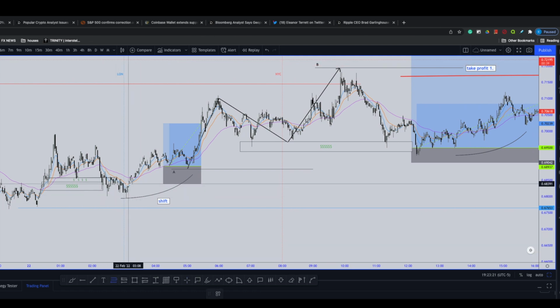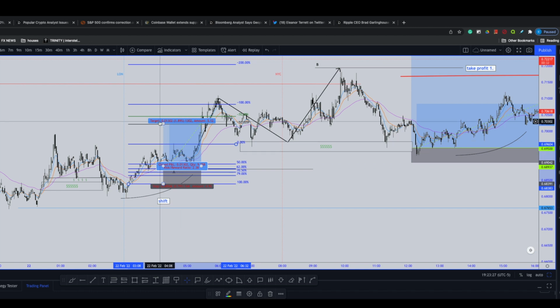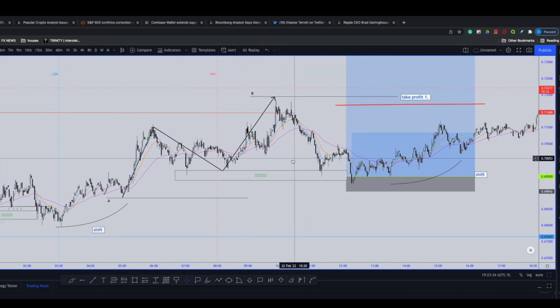We could have taken our fib from the low to the high, and you see here the entry would have been at 62% discount. Beautiful risk to reward on London session scalps. Same methodologies for this New York session. The market repeats these patterns over and over and over again.